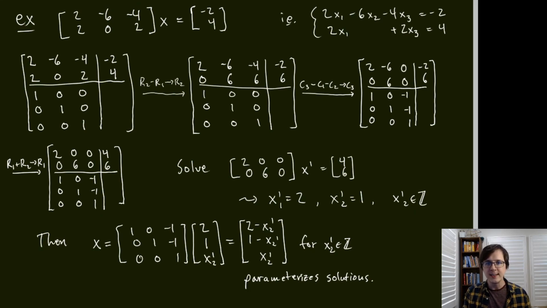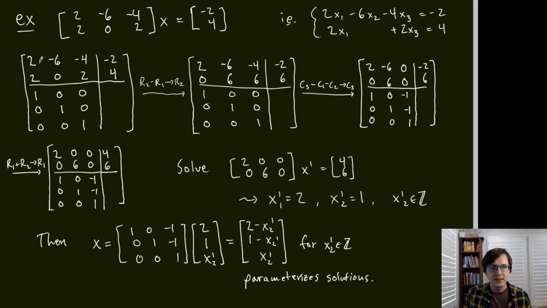Let's just do it concretely. So let's say that we have the system 2x1 minus 6x2 minus 4x3 is minus 2, and 2x1 plus 2x3 is 4. We don't really need this more advanced technique for this, because we can eliminate one of the variables right off the bat pretty easily. But let's just see how it would work. I've written it in matrix form, and then I put the A matrix in the upper left corner, the identity matrix in the lower left, and then the B vector in the upper right. I just leave these three entries blank because they don't matter.